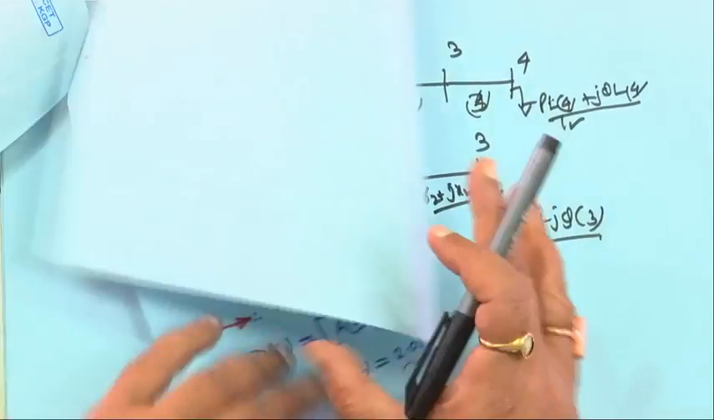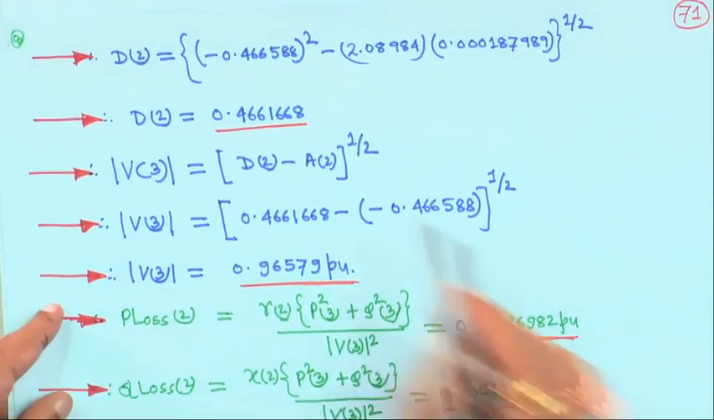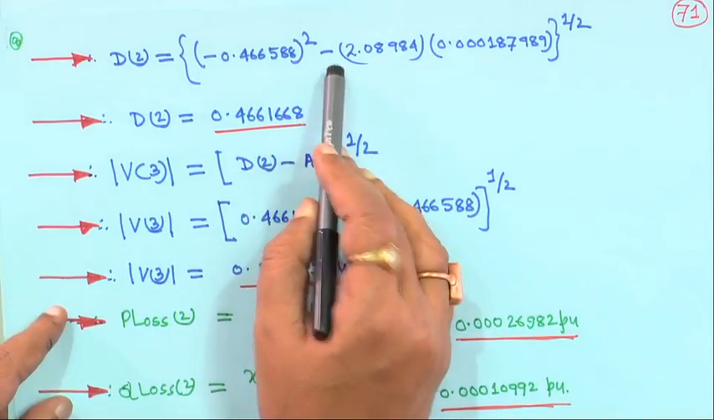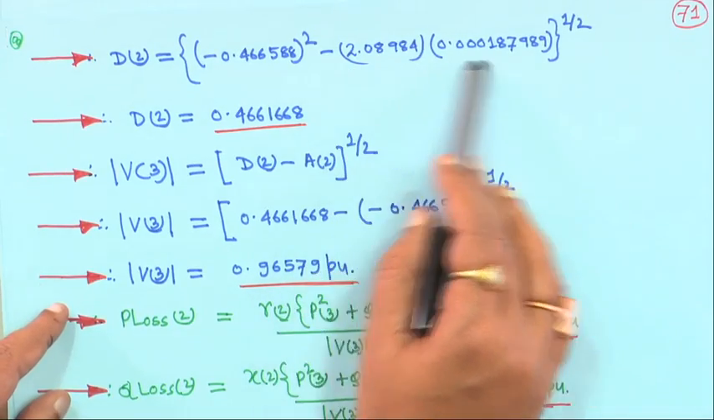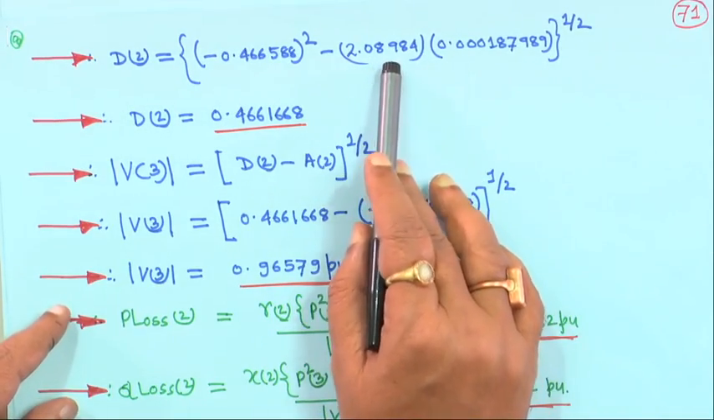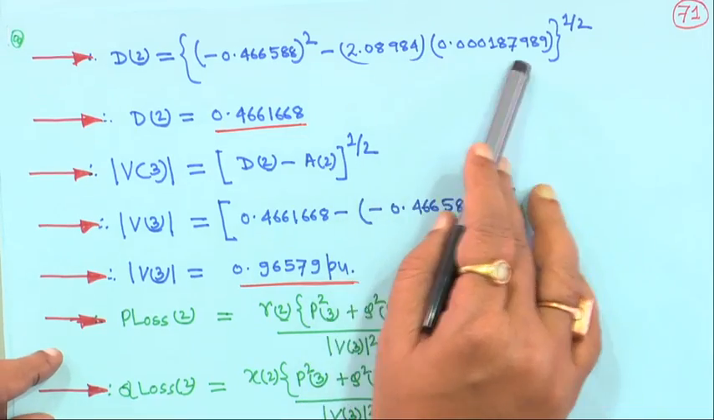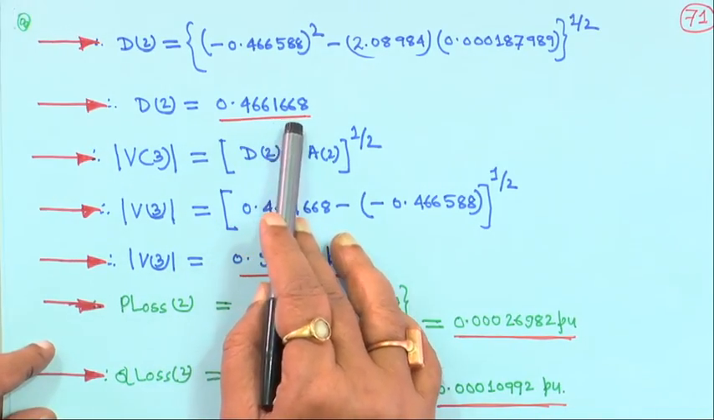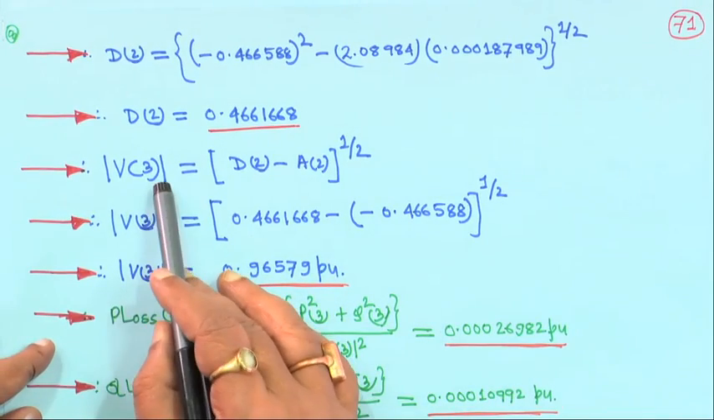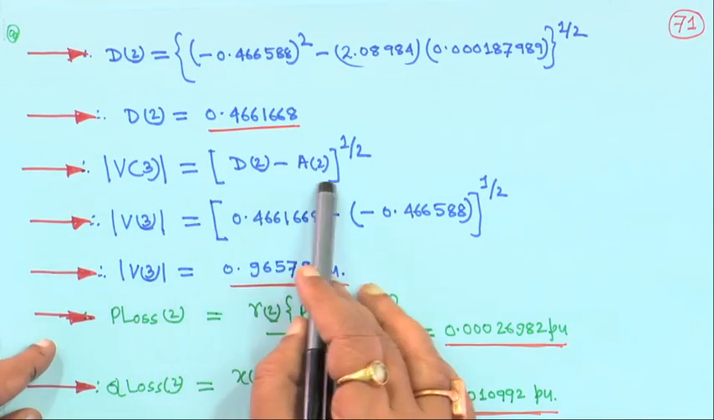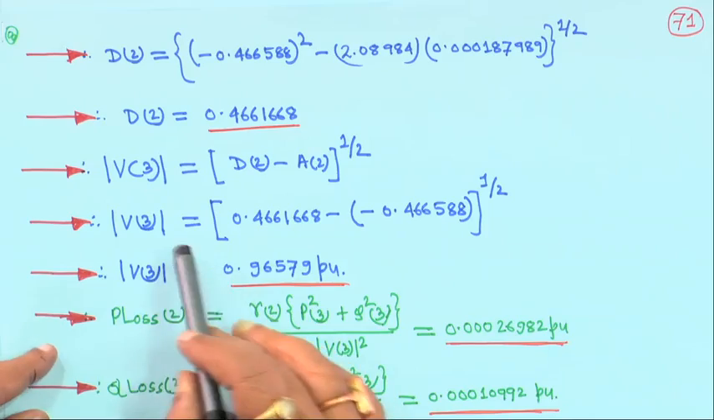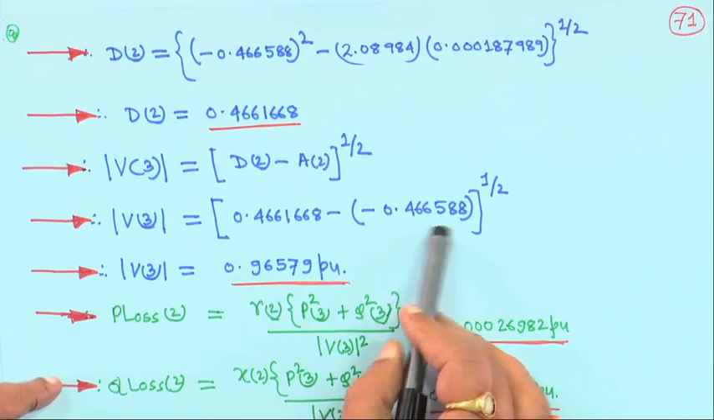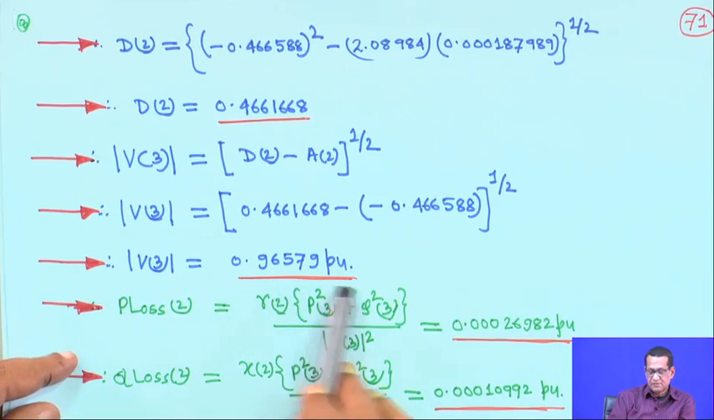Therefore, this D2 will be minus 0.466588 square minus R3 square plus X3 square into P3 square plus Q3 square, to the power half. It actually comes to 0.46616668, right. Therefore, magnitude of V3 is equal to D2 minus A2 squared, to the power half. Therefore, V3 is equal to this much, right. So, it is coming 0.96579.